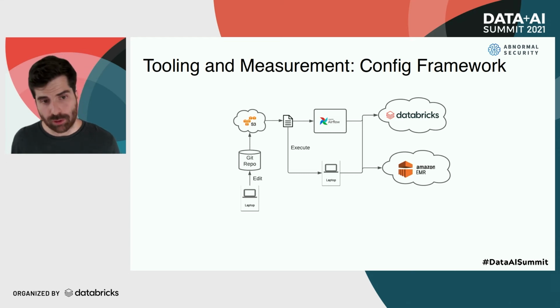So for the zero deploy migrations, we ended up writing a configuration framework, which made this way easier to roll out the actual migration. The way this framework works is you would have all your job parameters, basically anything that is needed to execute a job in Databricks or in EMR, stored in this YAML file, which I'll show on the next slide. And then that YAML file is stored in the repo and is uploaded to S3.